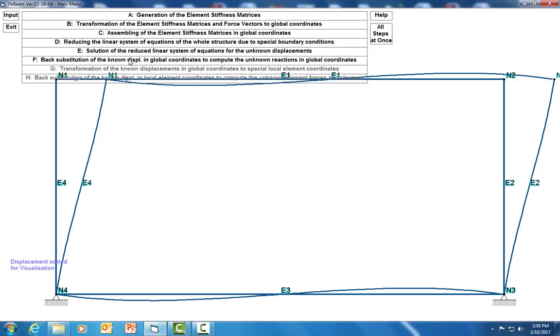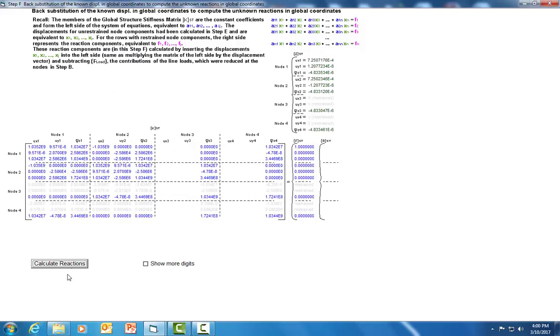We have done this. Now, back substitution of the known displacements to global coordinates to compute the unknown reactions in global coordinates. So if we click that, then we see that we have here the reactions at the boundary conditions, and these are, for the given loading, the exact reactions. And we do the next step.